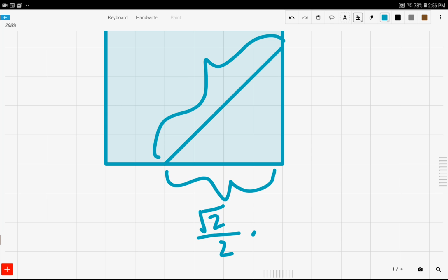And for the sake of making this easier to pronounce, let's just say that the length of the side of the square is x. So, why does this work? Let's just try using the Pythagorean theorem, assuming that the sides of the right triangle are both square root 2 over 2 times x.